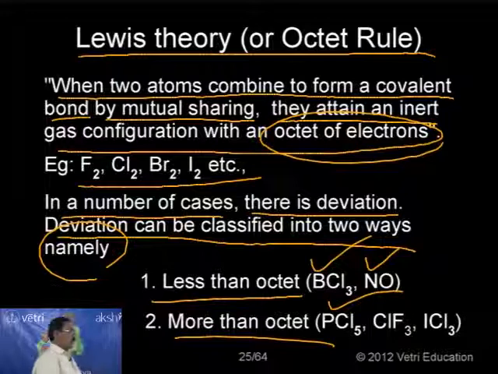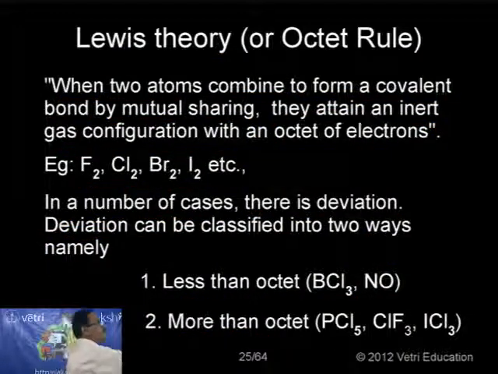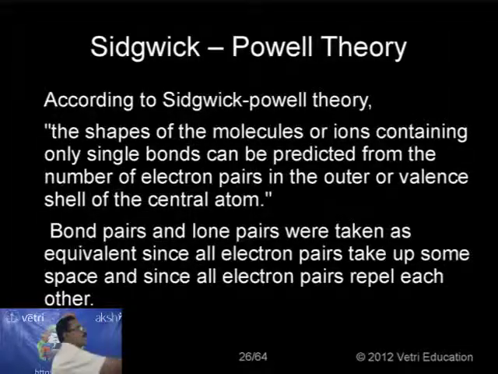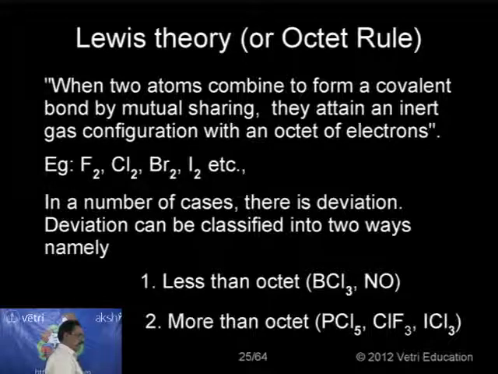Okay, so normally whenever 2 atoms combine to form a covalent bond by mutual sharing, they attain inert gas configuration with the octet of 8 electrons. But in a number of cases there is deviation. Deviation can be classified in 2 ways: one is less than octet and the other is more than octet. So let me explain this one, before going to the Sidgwick bond theory. I will first explain what is less than octet.